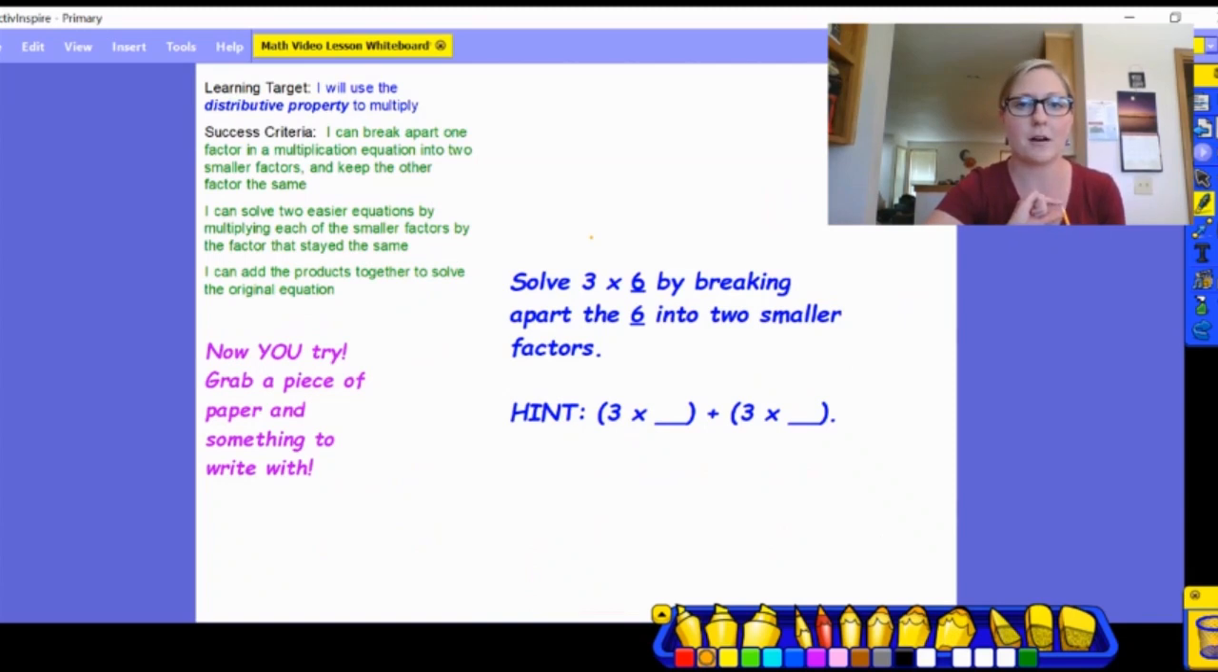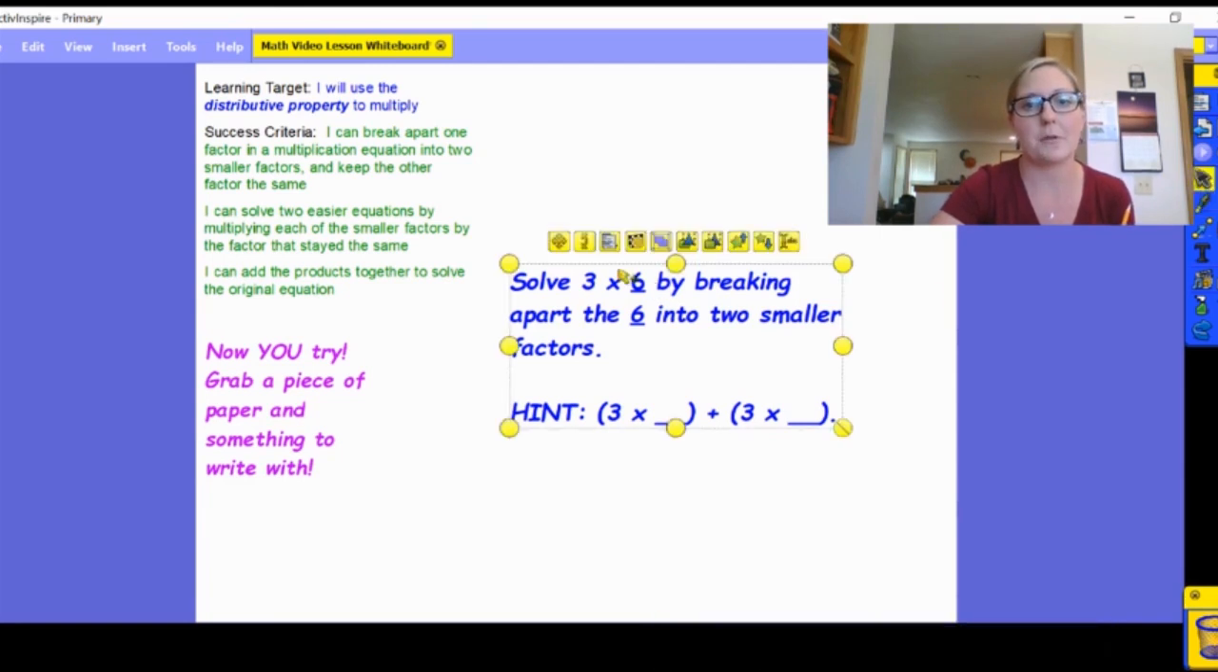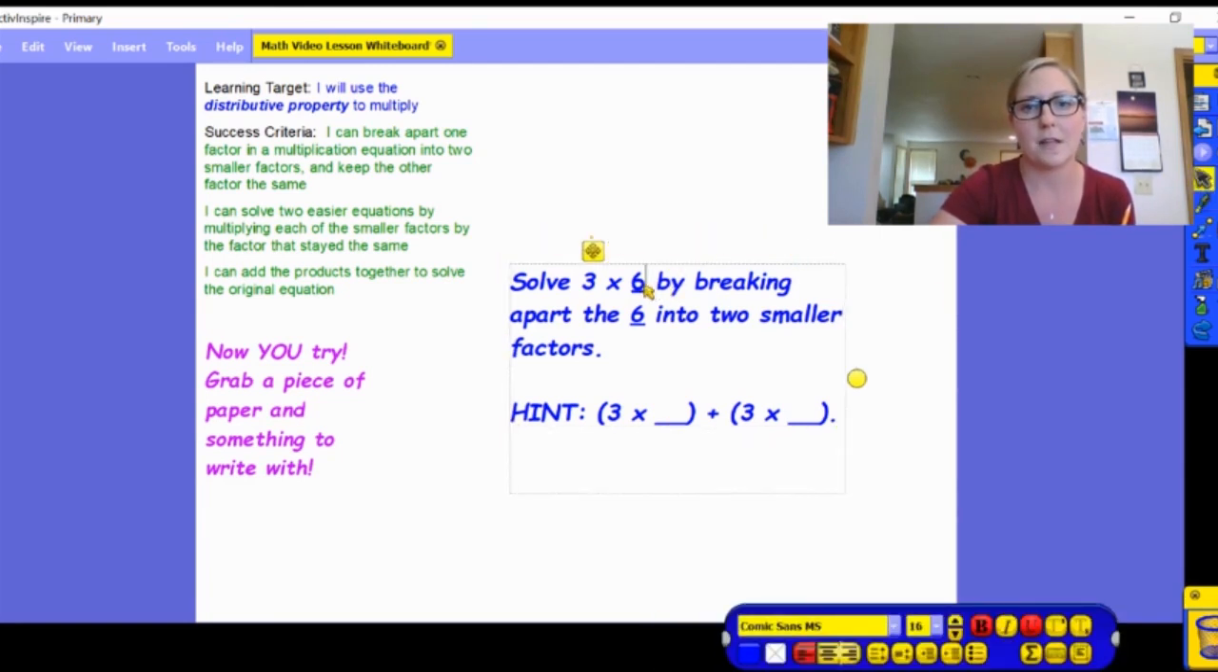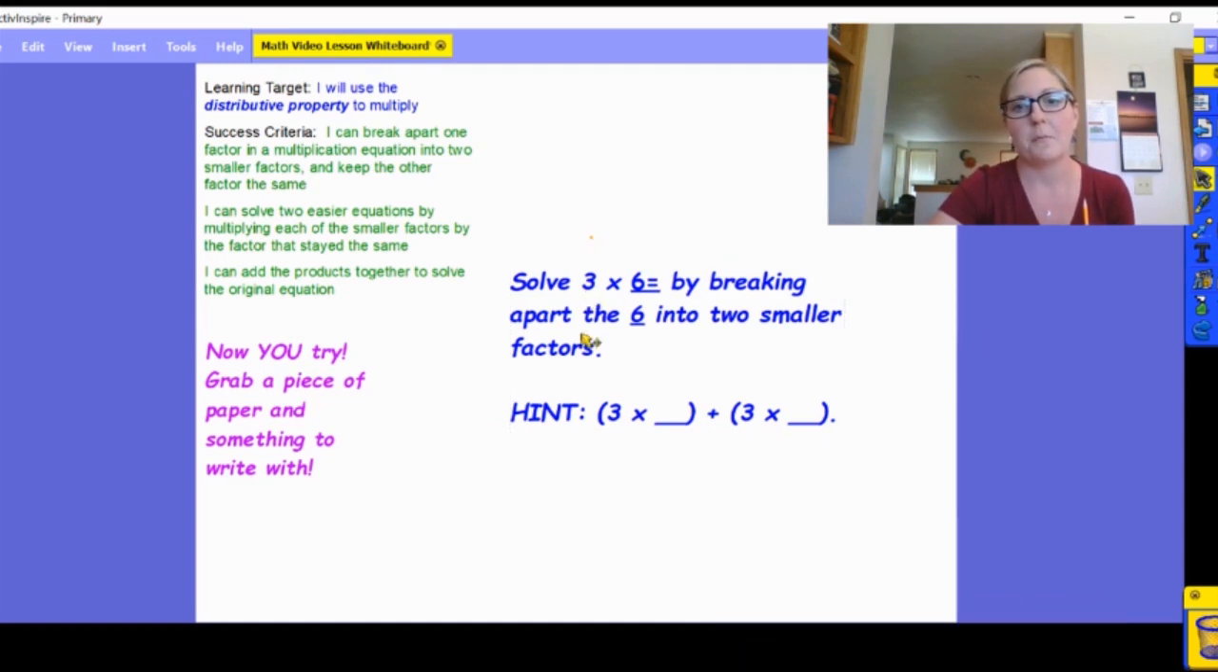So here we are looking at the same equation, 3 times 6, the same expression. And I would like you to solve 3 times 6. By this time, instead of breaking apart the 3, like we saw in the last example with the carrots, break apart the 6. And so here I gave a little hint to get you started. Think about what you could break 6 into and what your 2 new expressions would be that you're solving to figure out 3 times 6. I'll give you a moment and then we'll talk about the answer.